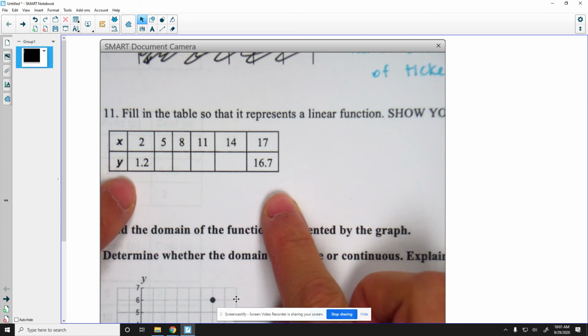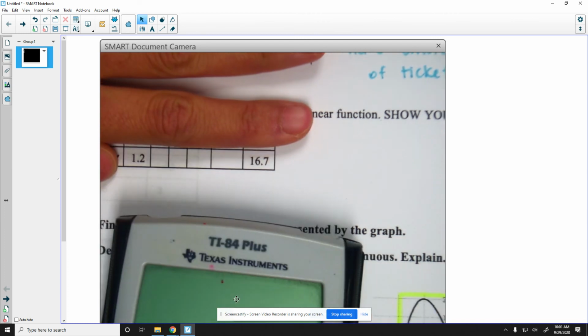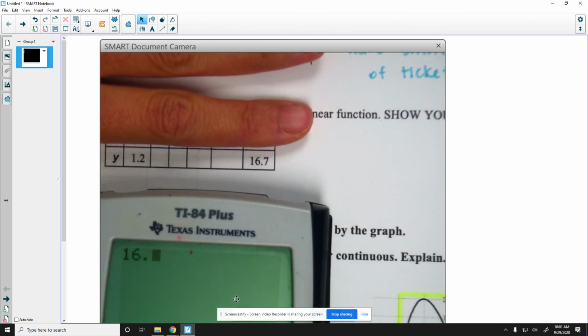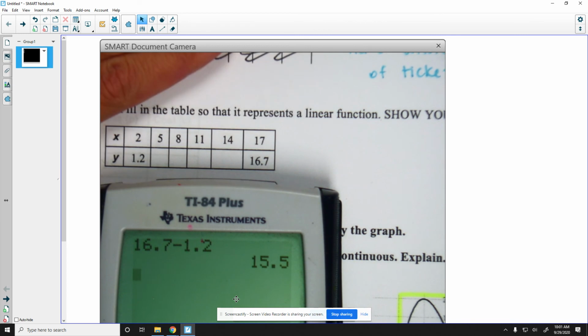You take 16.7 and you subtract 1.2 from it. You can divide that by the numbers in between 2 and 17. Okay, hold on. So Kip is saying take 16.7 subtracted by 1.2. Okay, so you get 15.5. Now what do I do? You divide 15.5 by the numbers in between 2 and 17. So what am I dividing 15.5 by?